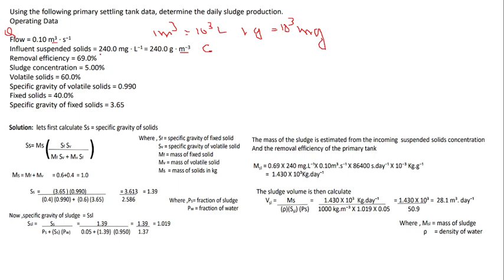And now the removal efficiency eta is given as 69%. Sludge concentration is 5%. In this solid content, the amount of volatile solid is given as 60% and the specific gravity of the volatile solid is 0.99, and the fixed solid percentage is 100 minus 60, which is 40 percent, and the specific gravity of the fixed solid is 3.65. So all the data are given here. Now it is very simple. It looks complicated here, but it is very easy.